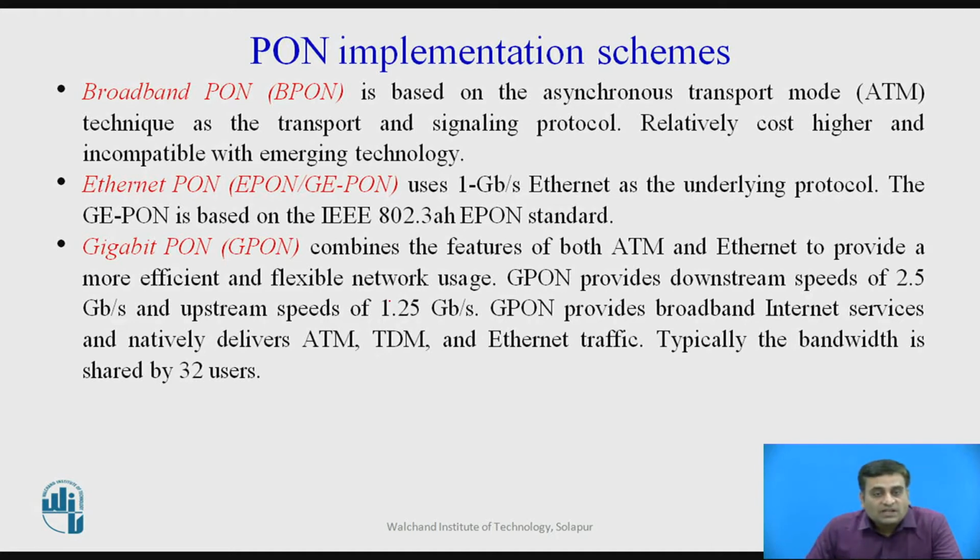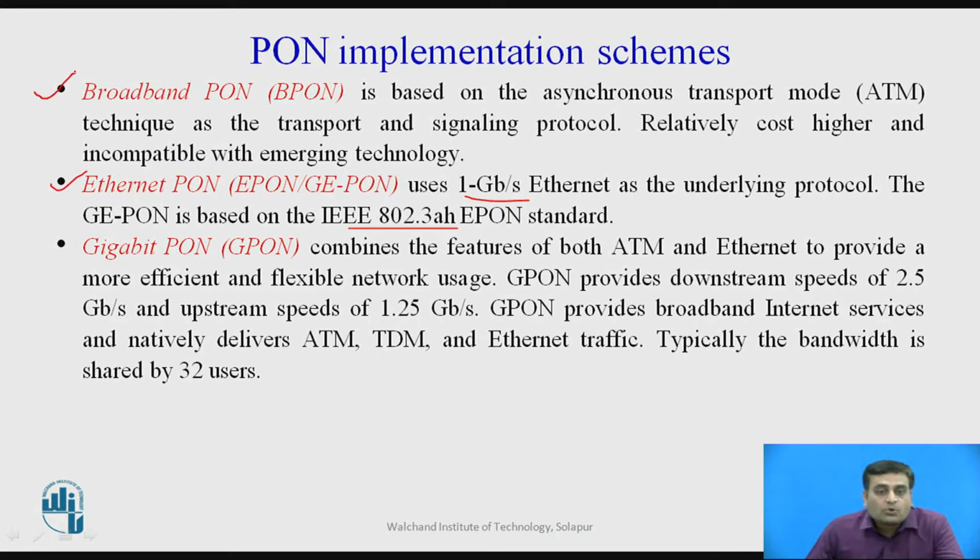The second implementation scheme is Ethernet passive optical network or Gigabit Ethernet passive optical network. This implementation scheme uses 1 gigabit per second Ethernet as an underlying protocol. This Gigabit Ethernet passive optical network is based on the IEEE 802.3ah EPON standard.